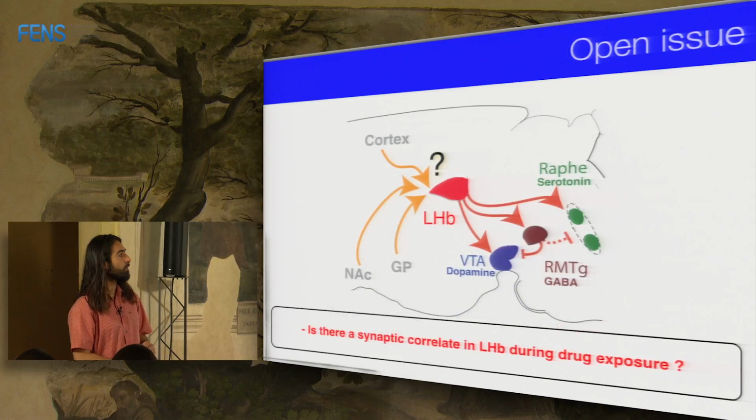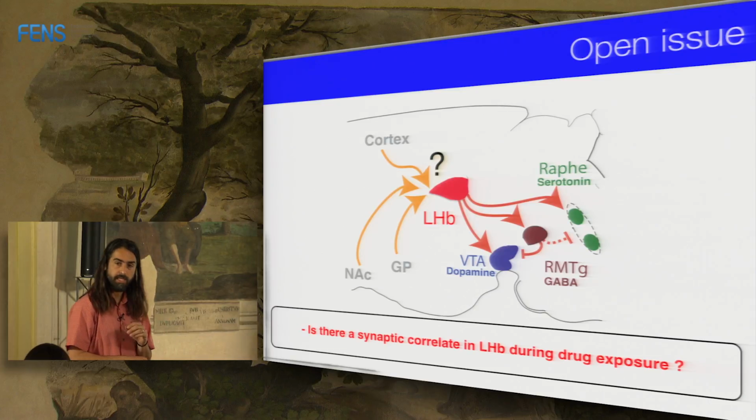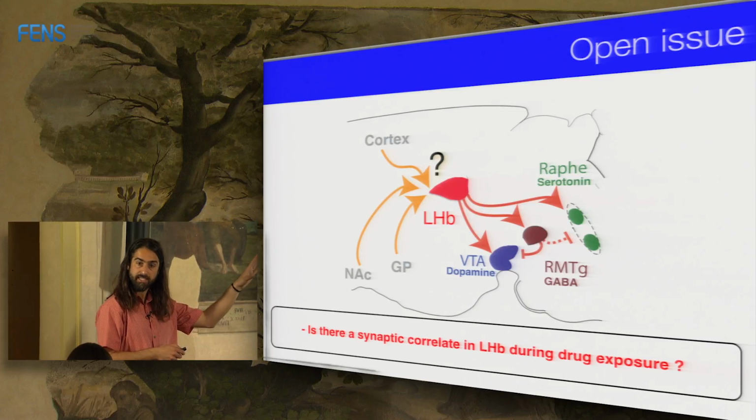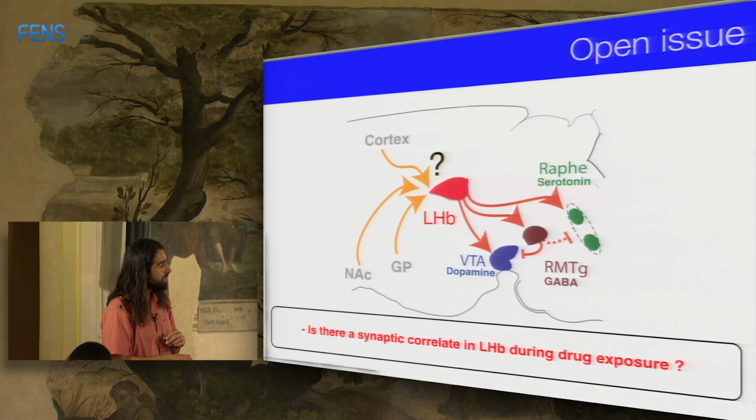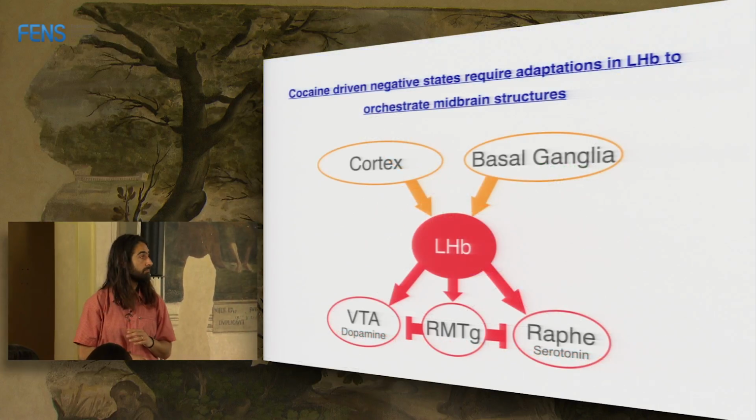So if that was the case, we wanted in the lab to understand whether there is any correlate at the synaptic level for LHb function according to where these lateral habenular neurons project. We wanted to understand whether the cocaine experience would lead to any sort of changes, driving either a hyperexcitation or a hyperactivity in relationship to the downstream pathway where lateral habenular neurons were sending their axons.